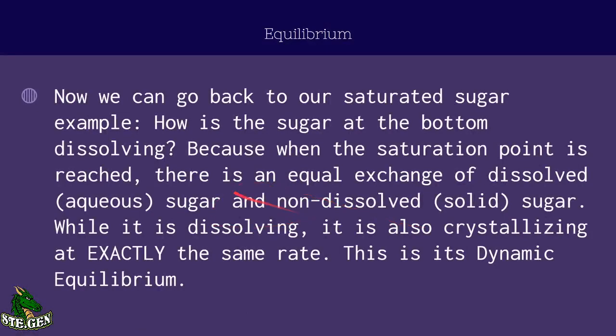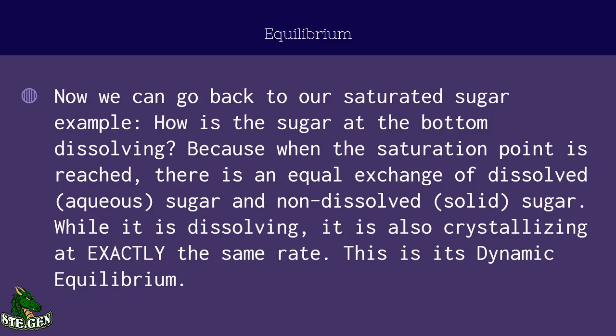So now we can go back to our saturated sugar example. How is the sugar at the bottom dissolving? Well, that's because when you hit the saturation point, there is no more sugar allowed to be dissolved in that liquid. It cannot be dissolved anymore. However, what does actually happen is that once you hit the saturation point, some of the sugar inside of that solution is going to turn back into a solid.